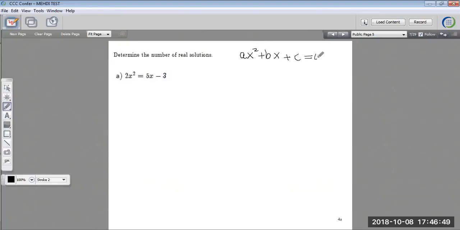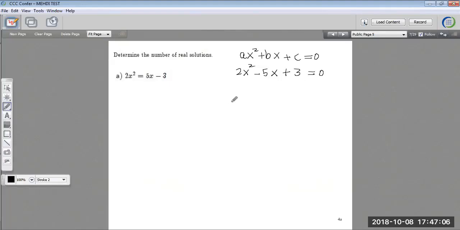So in this case, I'm going to leave 2x squared alone, and subtract 5x from both sides of the equation. So I get minus 5x on the left. Add 3 to both sides of the equation. So I'm going to get into standard form.